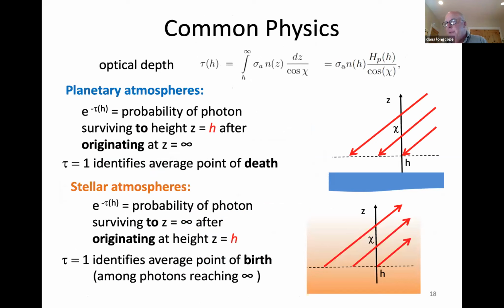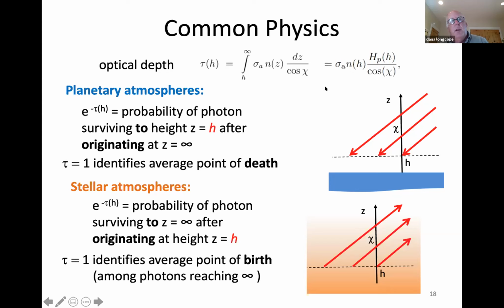Great. I was just going to leave everyone with the lesson from all of this, and this is just that there are these common elements of physics in heliophysics. This is the propagation of light, or propagation of anything, into an atmosphere and then absorption. And the optical depth is critical in all of these.